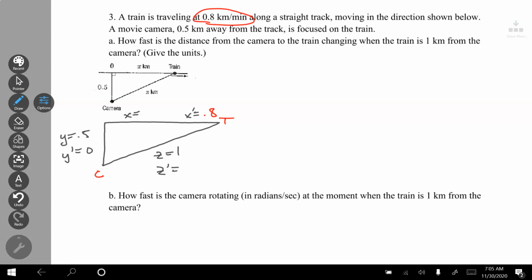So how fast is the distance, that's my z, changing when the train is 1 kilometer away from the camera? So this distance here is 1. So I kind of have to use Pythagorean. So I'm looking for z prime. I got to figure out x. So x squared plus 0.5 squared is equal to 1 squared. I get x equals 0.866. So I remember my Pythagorean theorem.